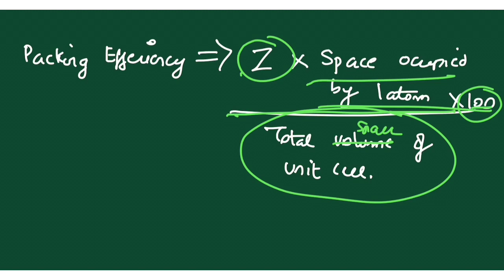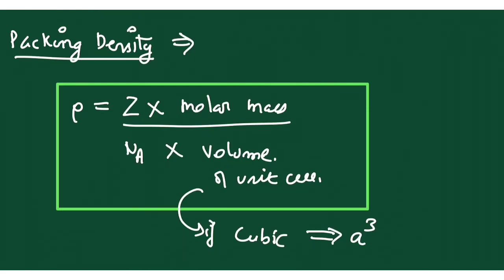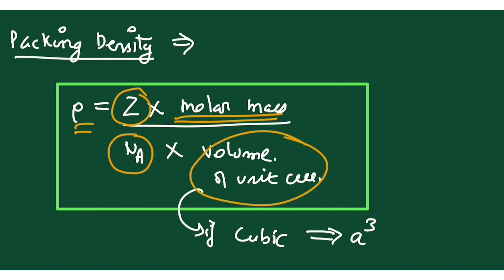Z is the total number of atoms in the unit cell. Now, coming to the point of packing density. Very important. It is given by rho is equal to Z into molar mass divided by Na into the volume of the unit cell. If it is cubic, it is A cube. Otherwise, you will write A into B into C. So for cubic, Z into molar mass divided by Na into A cube, where Z is the total number of atoms in the unit cell.